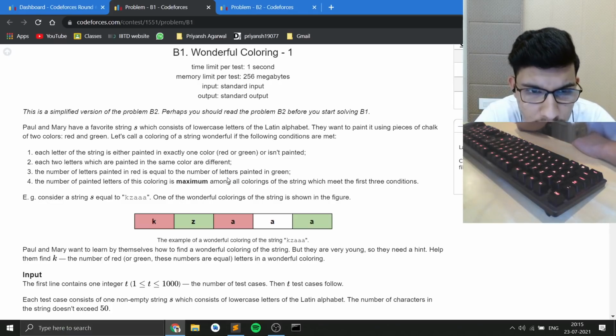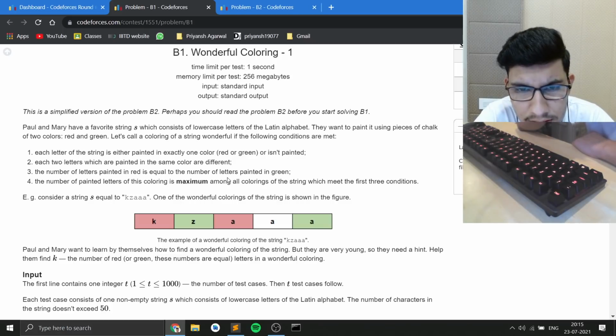Each two letters which are painted in the same color are different.